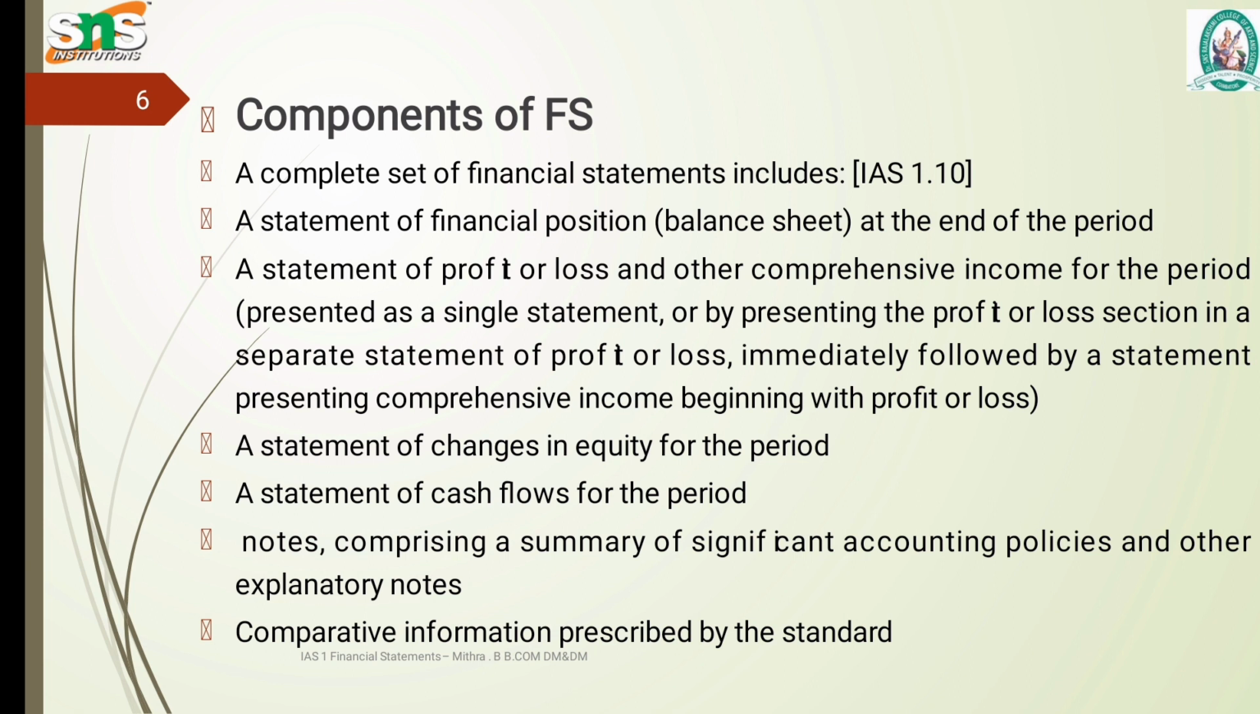A complete set of financial statements includes a statement of financial position, balance sheet, at the end of the period; a statement of profit or loss and other comprehensive income for a period, presented as a single statement or presented as a profit or loss section; a statement of changes in equity for a period; a statement of cash flows for a period; and comparative information prescribed by the standard. These were the components. And then fair presentation.